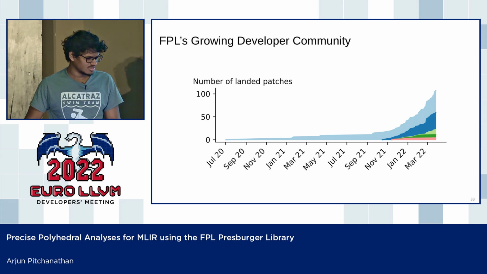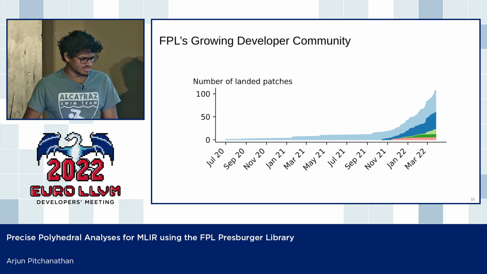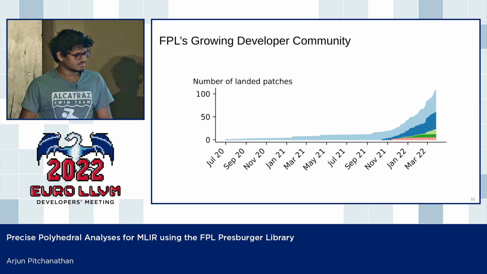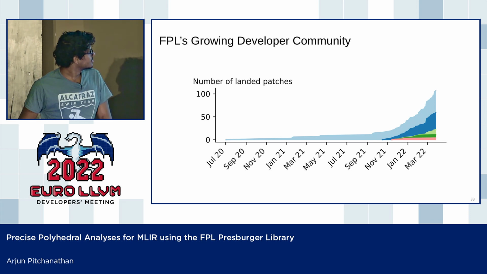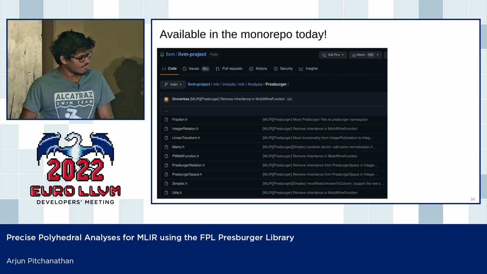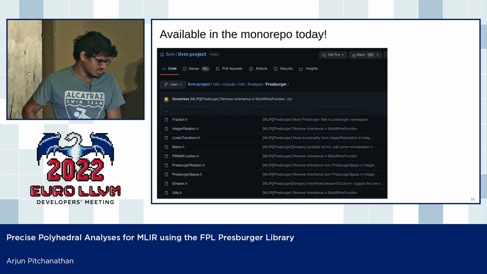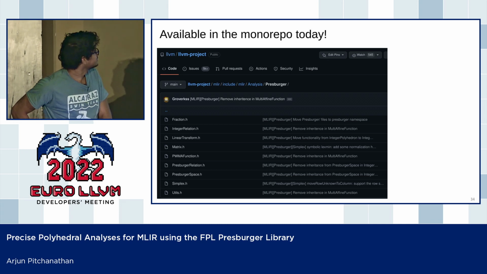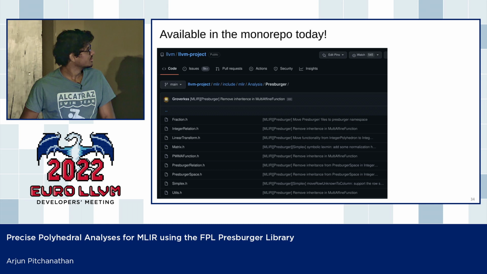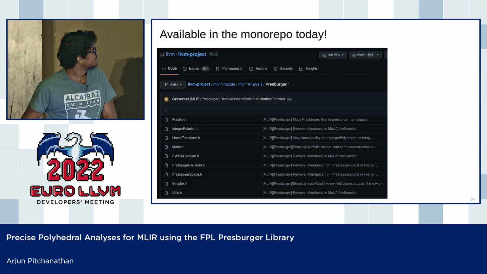We have a growing developer community. I think 5 people have contributed to FPL already. We started with less than that. The contributions have been picking up recently, which is really good. And all this functionality is available today in the LLVM project monorepo. It's in the directory mlir/include/mlir/Analysis/Presburger. So take a look if you think that some of the things I showed you today would be useful for you.